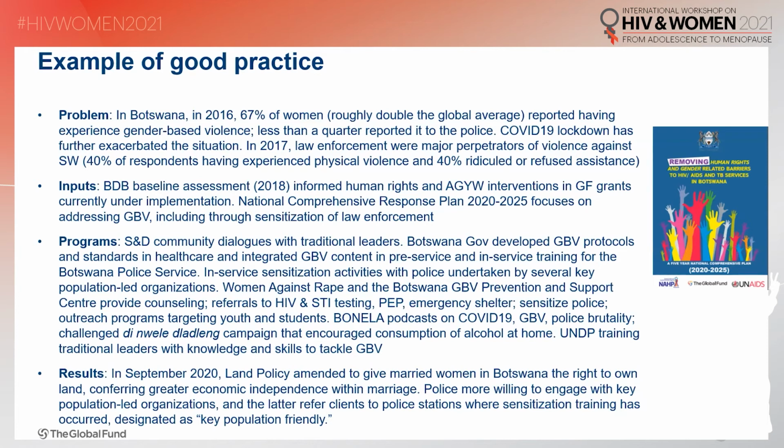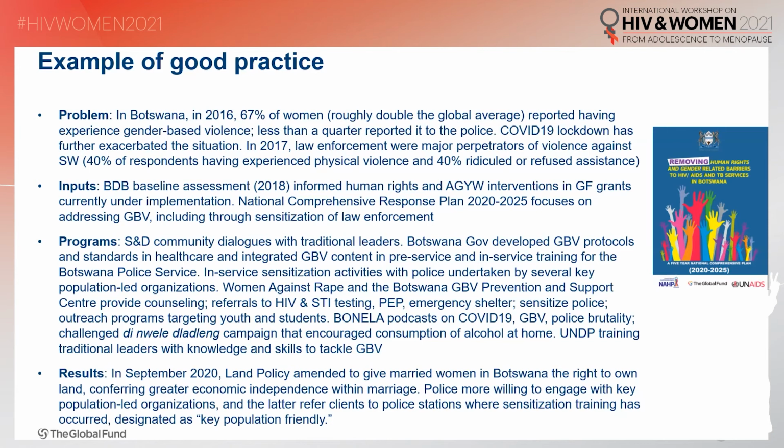Programs that were funded included stigma and discrimination community dialogues with traditional leaders. The government of Botswana developed gender-based violence protocols and standards in healthcare and integrated GBV content in pre-service and in-service training for the Botswana Police Service. In-service sensitization activities with police were undertaken by several of the key population-led organizations in Botswana. Women Against Rape and the Botswana GBV Prevention and Support Centre provide counselling, referrals and HIV and STI testing, PEP and emergency shelter. They also sensitise police and provide outreach programmes targeting youth and students.